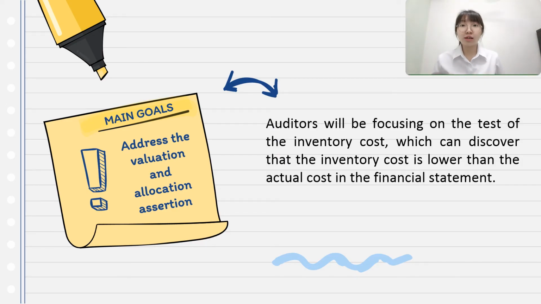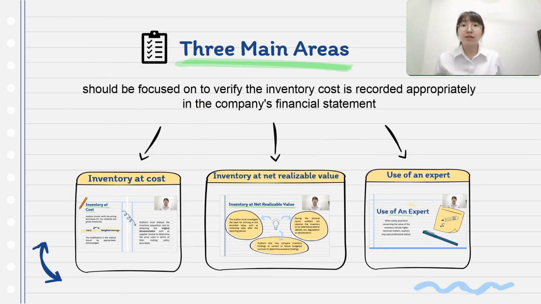I'm going to present about the price test. Auditors will be focusing on the test of the inventory cost, which can discover that the inventory cost is lower than the actual cost in the financial statement. The main goal of testing the pricing of inventories is to address the valuation and allocation assertion. There are three main areas that should be focused on to verify the inventory cost is recorded appropriately in company's financial statement.